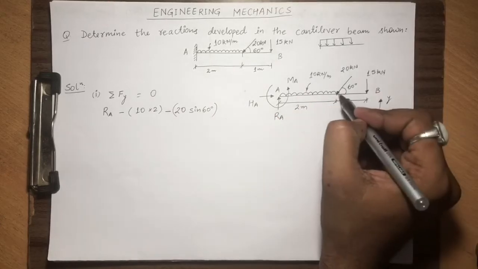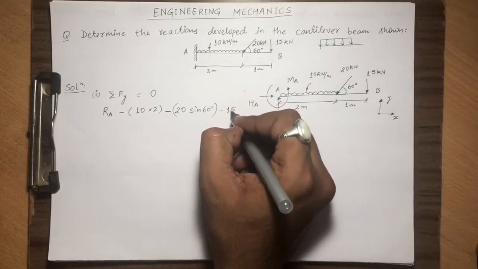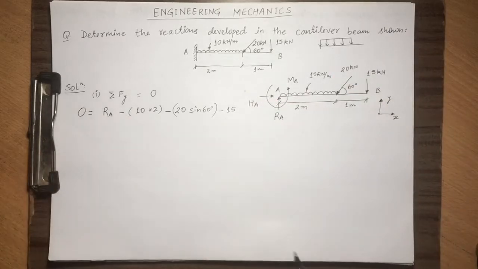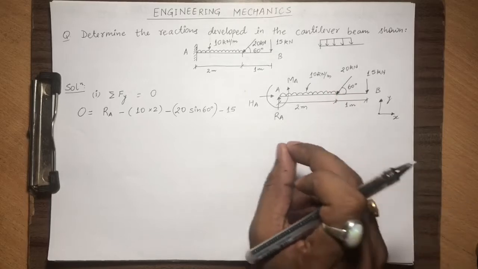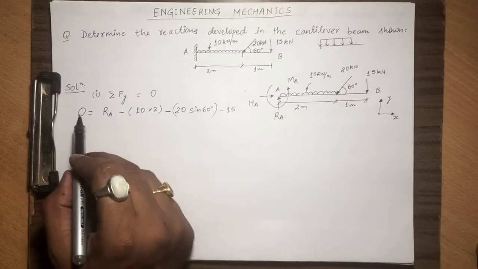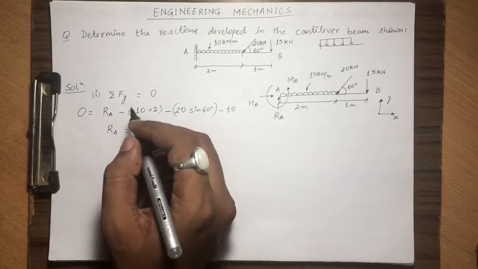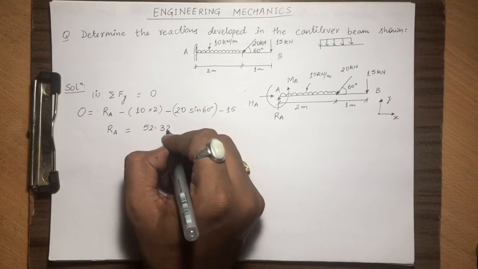Clear? Now again moving further, this 15 kilonewton is acting in negative y direction. So this has to be equal to 0 because there should not be any resultant force acting in any of the direction. Then only this beam will be in equilibrium. So this equation is having only one unknown, that is RA. So RA is coming out to be 52.32 kilonewton.